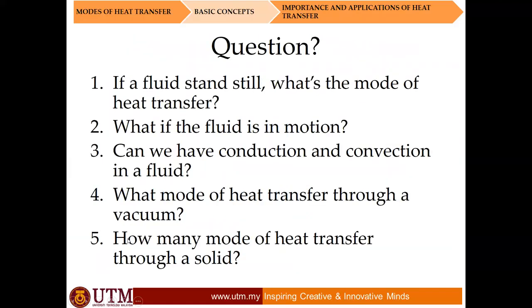Okay, let's answer some of these. If a fluid stands still, what's the mode of heat transfer? If you're talking about a fluid, the heat transfer mechanism will be convection. But since the fluid stands still, the heat transfer is going to be conduction. So what if the fluid is in motion? The answer will be convection.